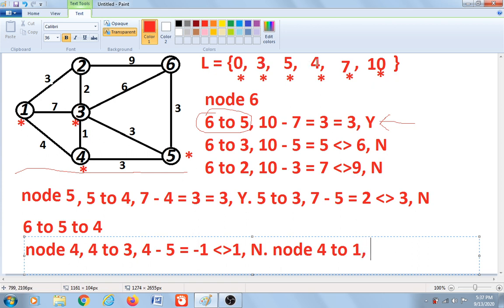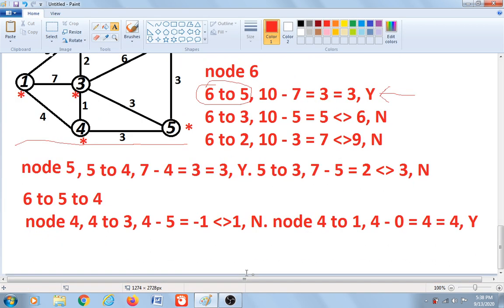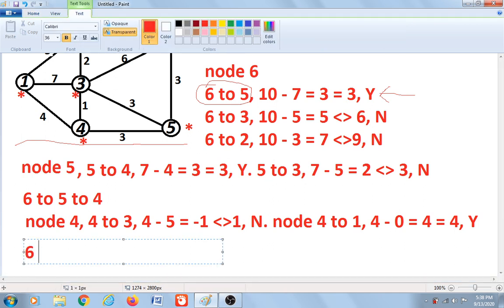Then from 4 to 1: 4 minus 0, this is for 1, so 0, and that is 4. And what is the distance from 4 to 1? It is 4, and it is a yes. So now what we have is from 6 to 5, 5 to 4, and 4 to 1. I think we are done.